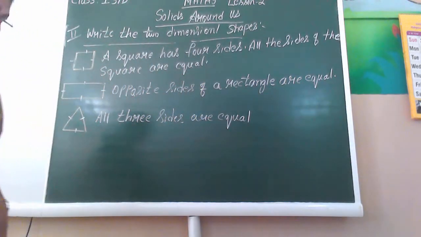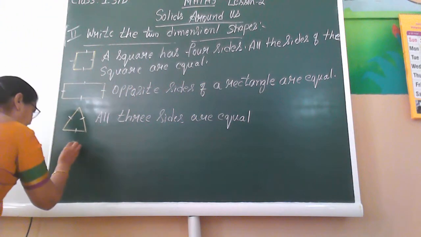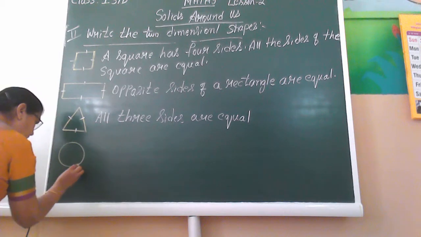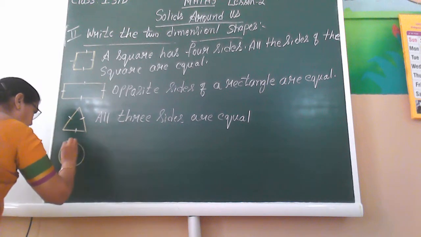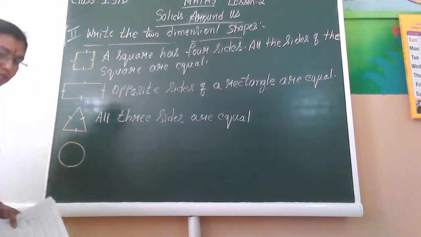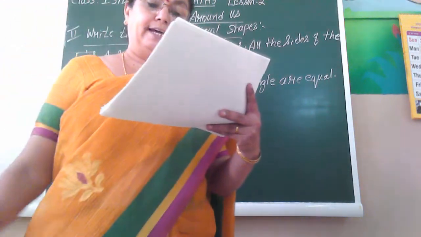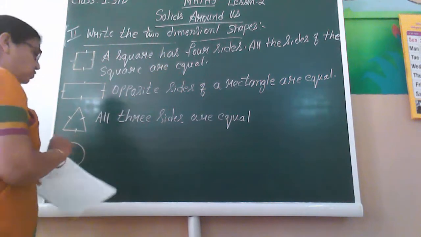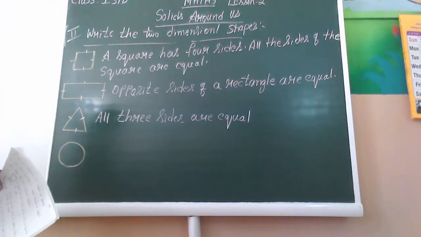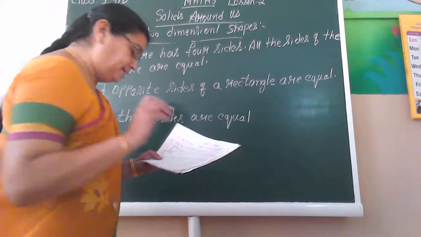What is this? This is a circle. If we join both curves it becomes a circle. A circle is a shape bounded by a curved line. So in this one you learn no straight line, standing line, only curved line. This is a circle.